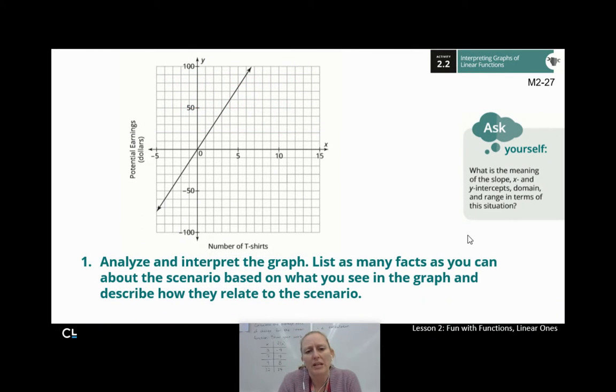So can you just take a moment to analyze and interpret the graph? Remember that our x-axis is our number of t-shirts, our y-axis is our potential earnings in dollars, how much money she's making off of it. So can you list as many facts as you can about the scenario based on what you see on the graph? So here you have a graph and we know it's describing Marilyn selling t-shirts. Can you just tell me what you can figure out about that from the graph, how it relates to the scenario? Go ahead and hit pause, jot down some things you notice, and hit play when you're ready to check it.